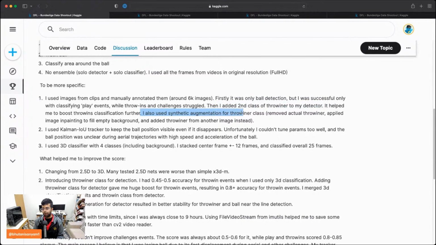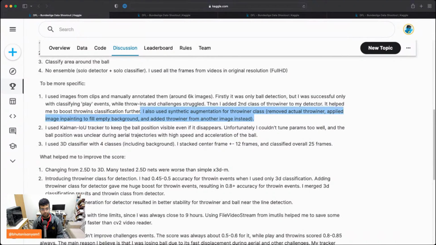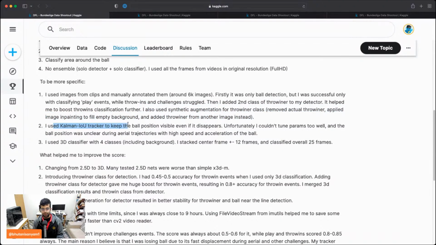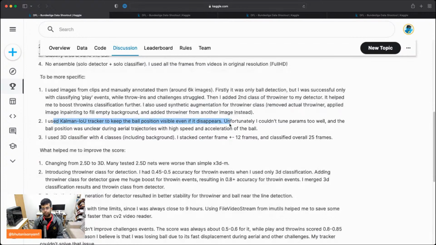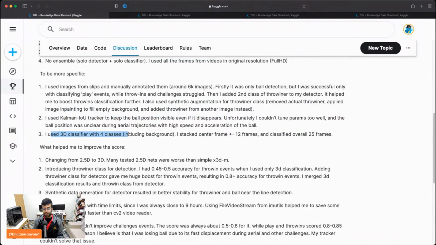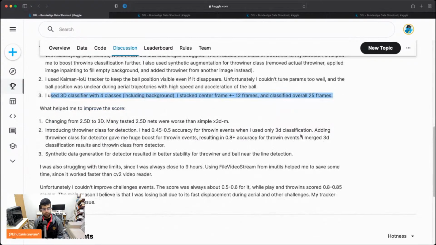He also used synthetic augmentation: removed actual throw-ins, and applied image inpainting to create additional throw-ins. He used a Kalman IOU tracker to keep the ball position visible, and used a 3D classifier with four classes, stacking the center frame plus minus 12 frames, and classified 25 frames overall. What was helpful? Changing from 2.5D to 3D, introducing the throw-in class, and synthetic data generation.